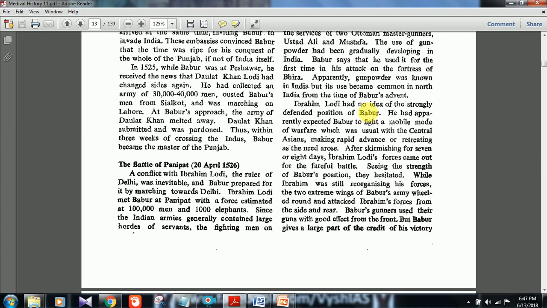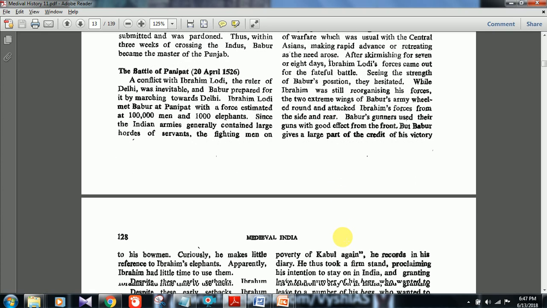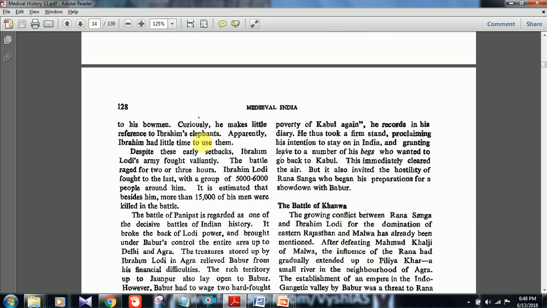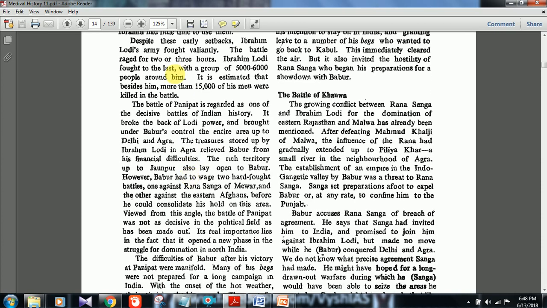Ibrahim Lodi had no idea of the strongly defended position of Babur. He had apparently expected Babur to fight a mobile mode of warfare, which was usual with the Central Asians, making rapid advances or retreating as the need arose. Then after 7-8 days, they are just giving day by day commentary of these things. We don't need it. We'll see what happened at the end. Apparently, Ibrahim had little time to use them. So again, even though they had elephants and all these things, he did not have much time to use them. Again, they are fighting these many people. We'll see what happens at the end.